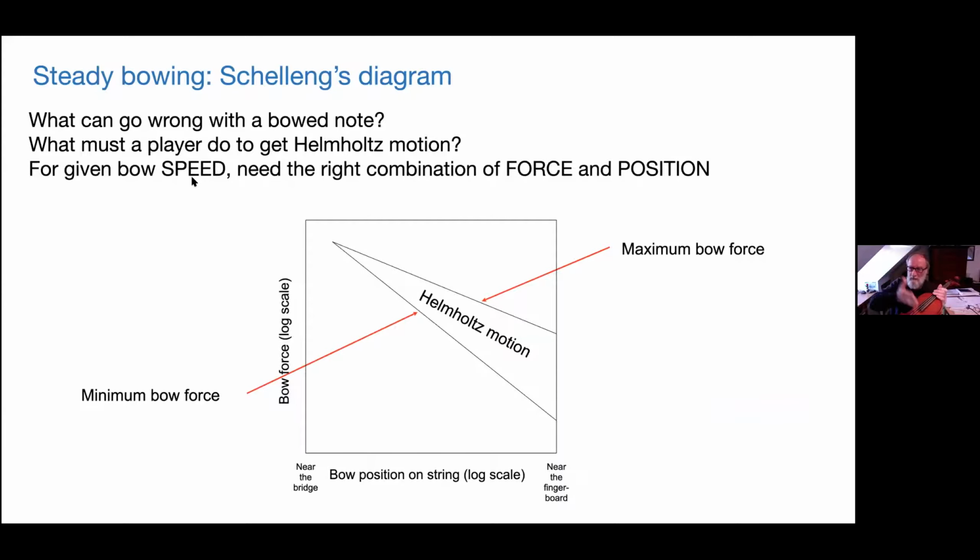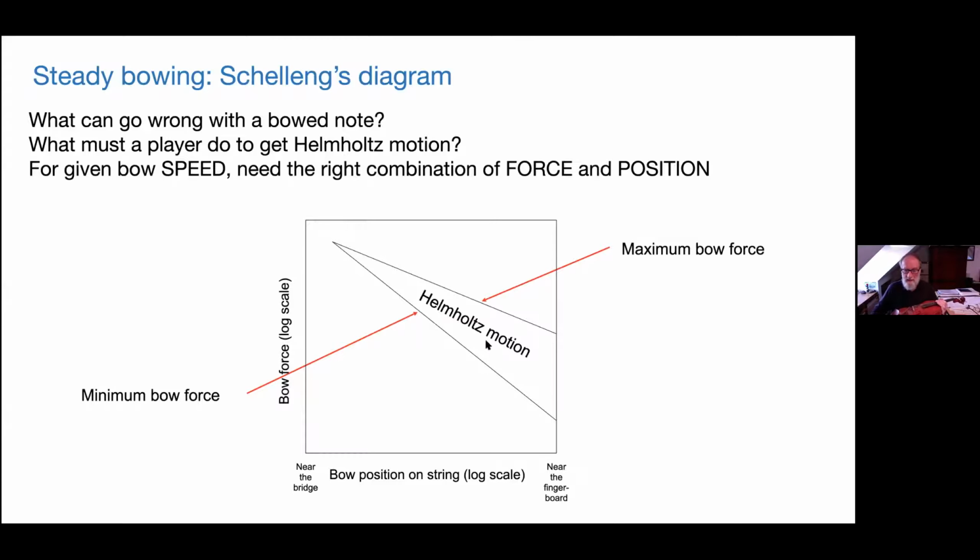They can choose the force, what players sometimes call bow pressure, because they don't understand about physics, so I will call it bow force. And you can choose the position on the string where you place your bow. Now we're plotting bow position on the string, bridge at this side, fingerboard at this side. This is the bow force, low at the bottom, high at the top.